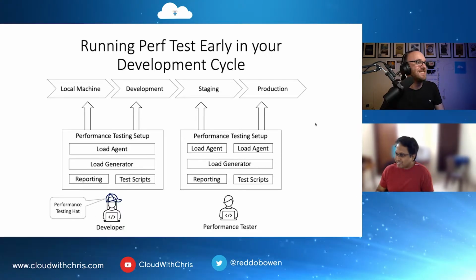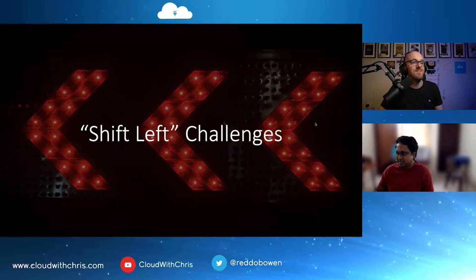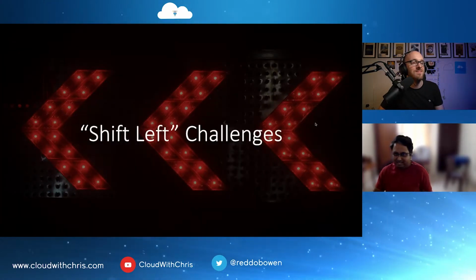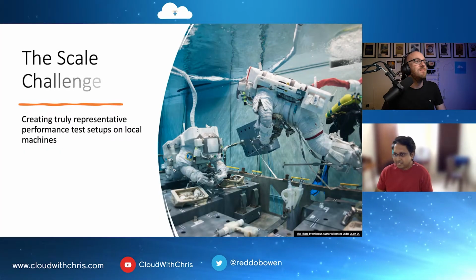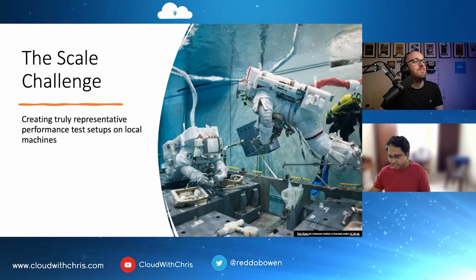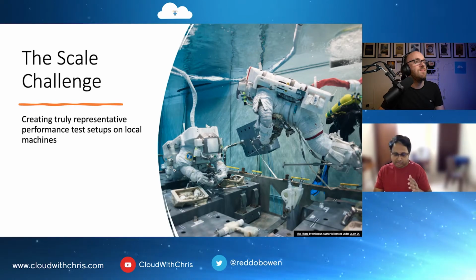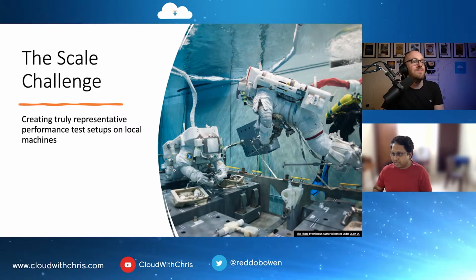So it's a lot of difficulty, right? Let's look at the challenges of shifting left before we even say it's good to shift left. It's not easy. That's why it's not being done. Sure. So the first one is the scale challenge. You have a higher environment which is fairly sophisticated, and how do I create a realistic representative environment on my laptop, where I can say, okay, if I test it here, then it works there? How do I create that correlation?